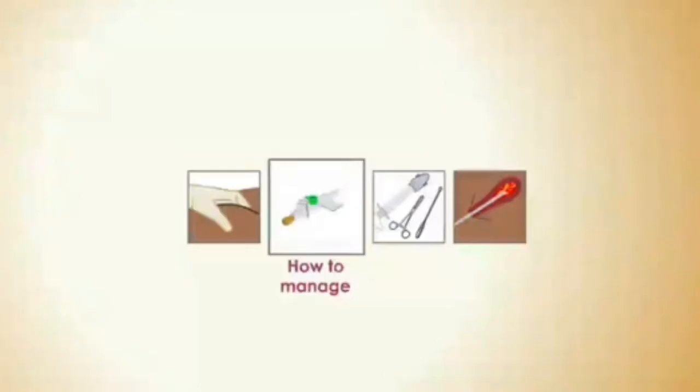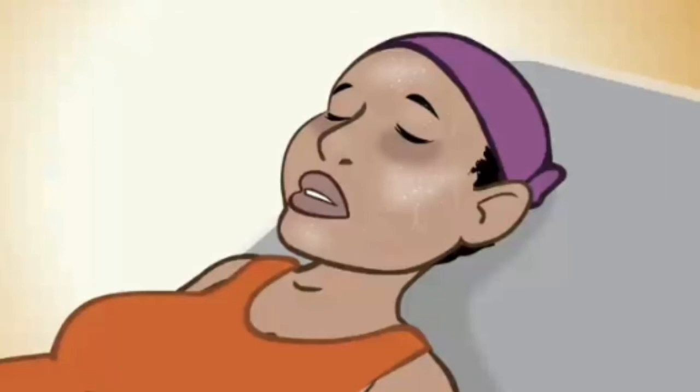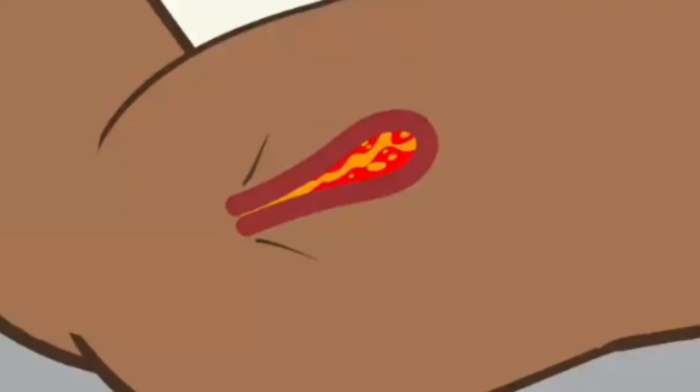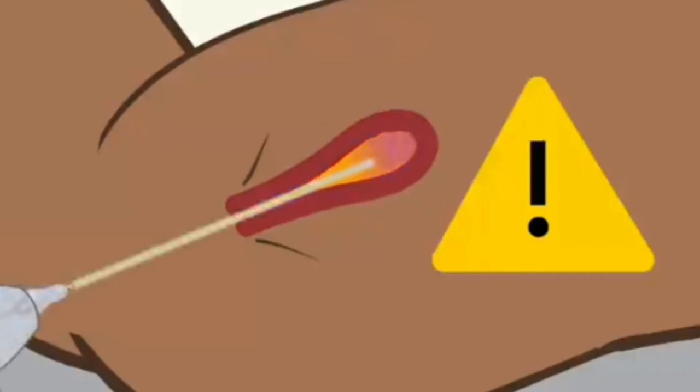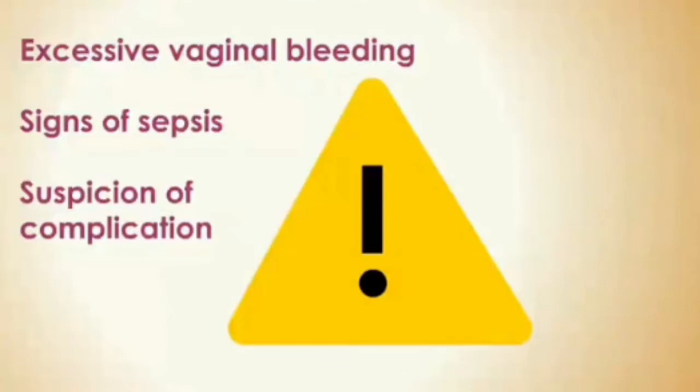How to manage? Septic abortion can be fatal within hours. A septic abortion should be considered as an abscess, and as such, it must be treated surgically with evacuation of the remaining products of conception with no delay. At signs of excessive vaginal bleeding or signs of sepsis and suspicion of a complication to abortion, act now.